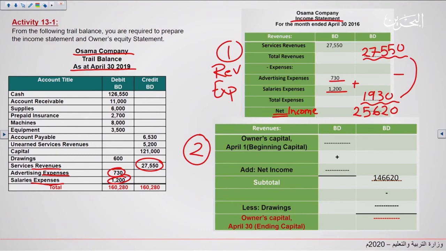Now, let's start preparing the owner's equity statement. We will start with the beginning capital. We will get this amount from the trial balance. We have the capital here. We will take this amount and put it here.